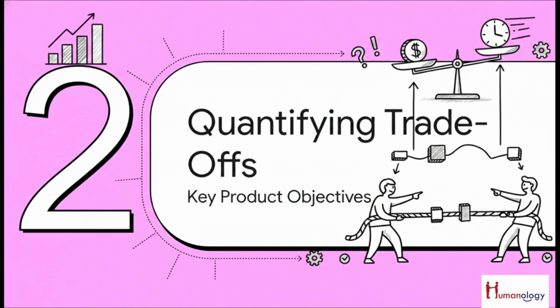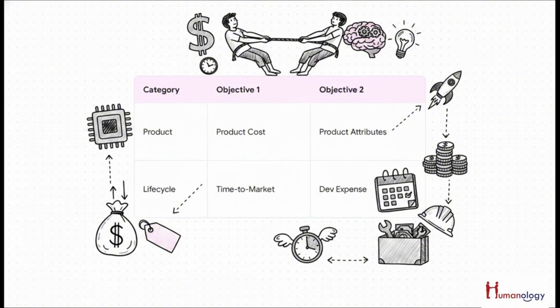Moving right along to part 2, quantifying key product trade-offs. And this brilliantly illustrates that constant, urgent tug-of-war in product development. Look, we all know everyone wants everything, right now and for free. But look at these 4 competing objectives: product cost, product attributes, time to market, and development expense. You simply cannot optimize all 4 at the same time.